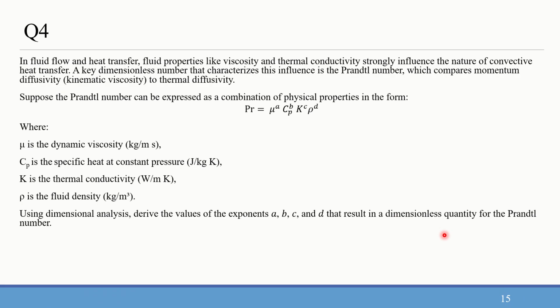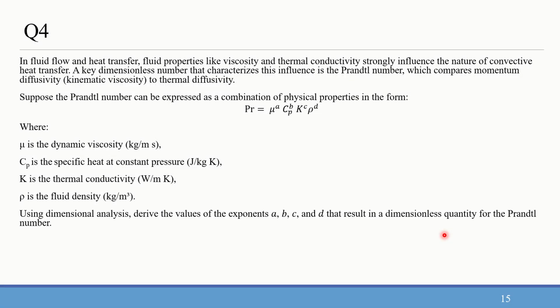So what are we given? We are told that in fluid flow and heat transfer, properties like viscosity and thermal conductivity strongly influence the nature of convective heat transfer. A key dimensionless number that characterizes this influence is the Prandtl number, which compares the momentum diffusivity, which is through viscosity. So it is kinematic viscosity, given by nu, to thermal conductivity k.